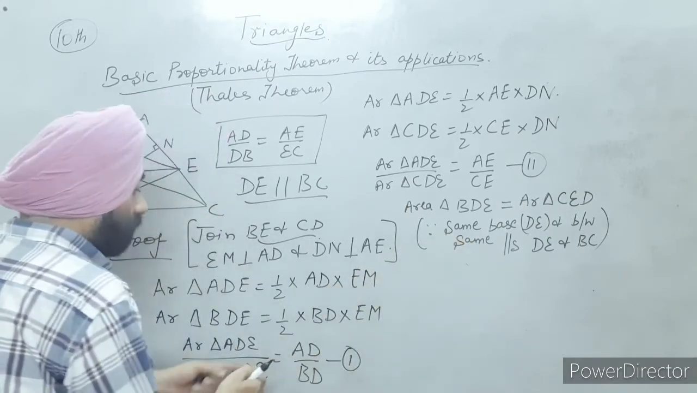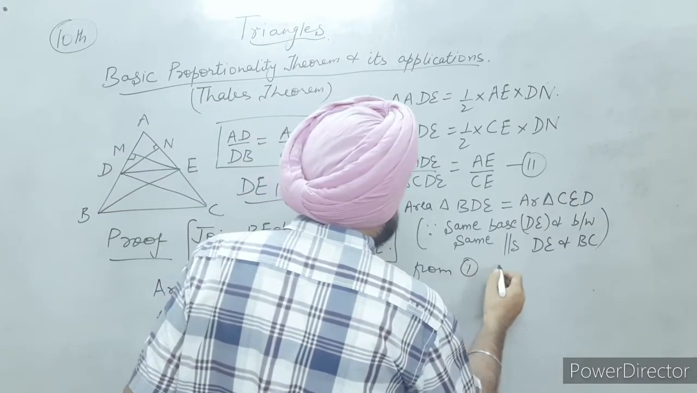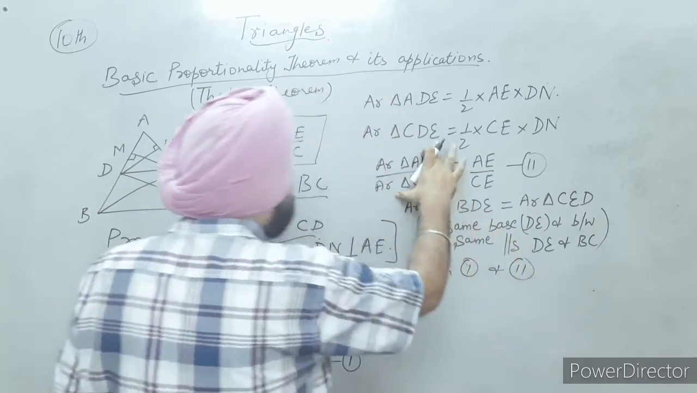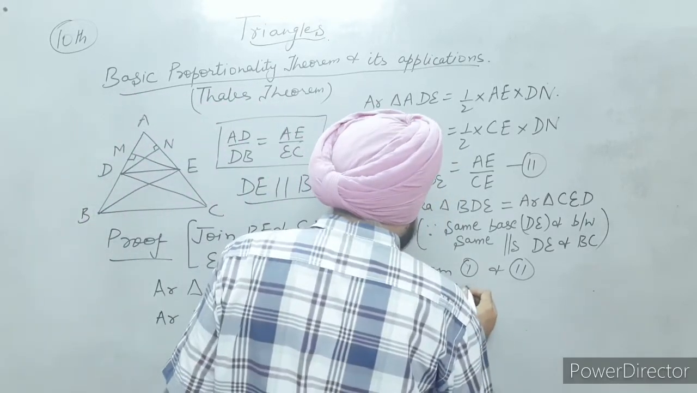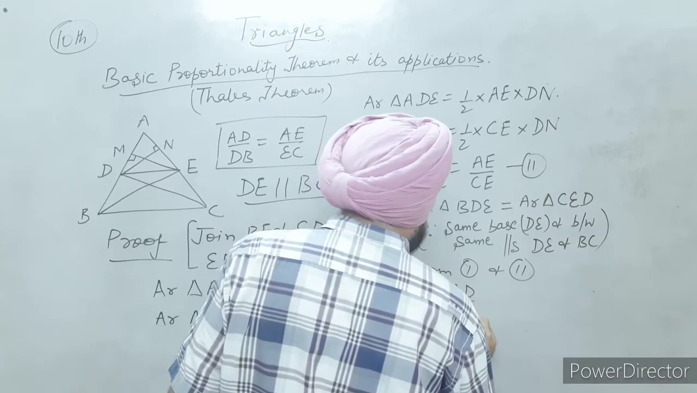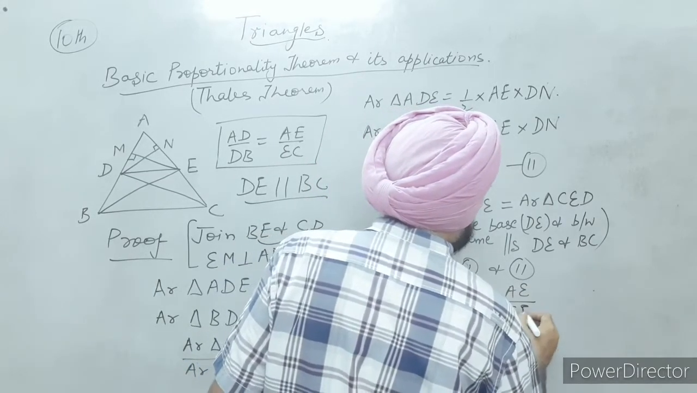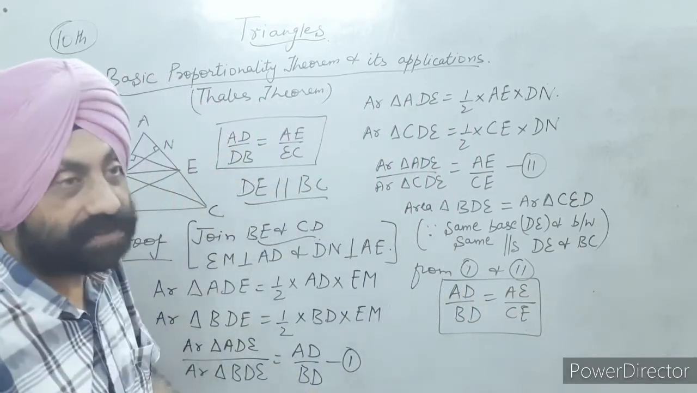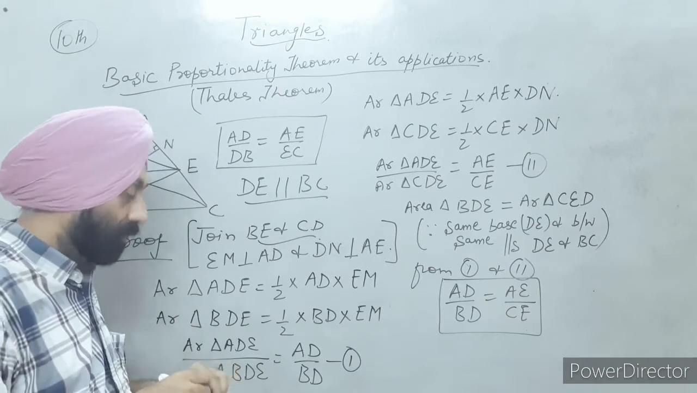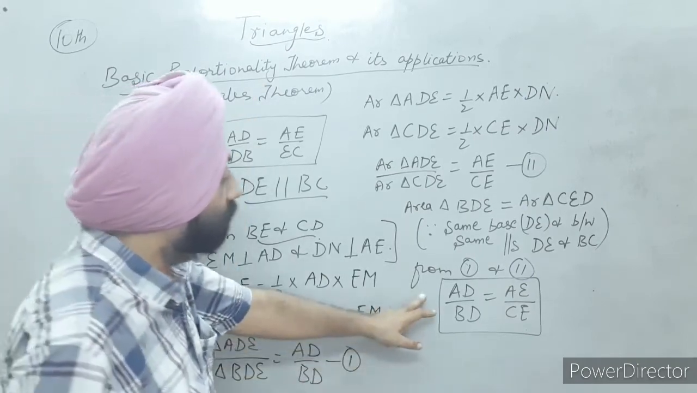So from the first and second equations, the left hand sides have become equal, therefore the right hand sides are also equal. AD upon BD is equal to AE upon CE. Hence, the statement is proved. That is, the basic proportionality theorem is proved.